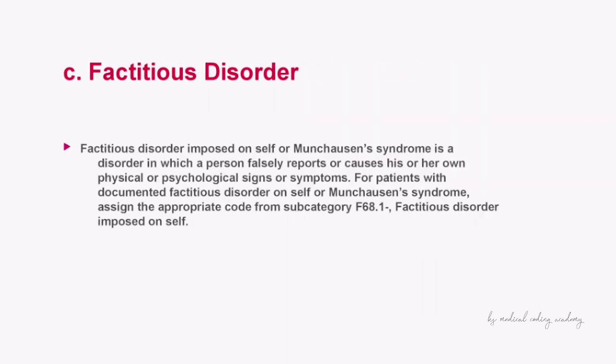C. Factitious disorder. Factitious disorder imposed on self, or Munchausen's syndrome, is a disorder in which a person falsely reports or causes his or her own physical or psychological signs or symptoms. For patients with documented factitious disorder on self or Munchausen's syndrome, assign the appropriate code from subcategory F68.1, factitious disorder imposed on self.